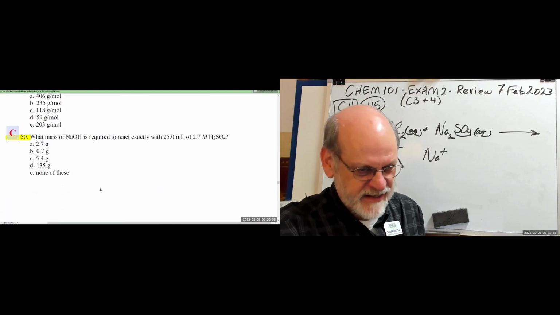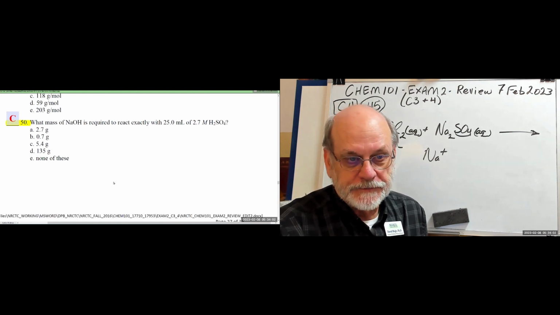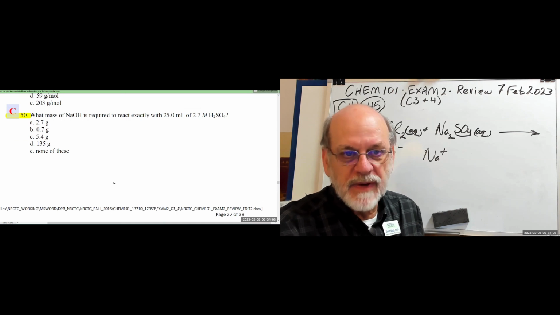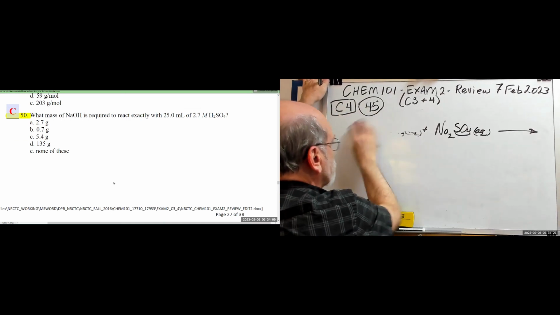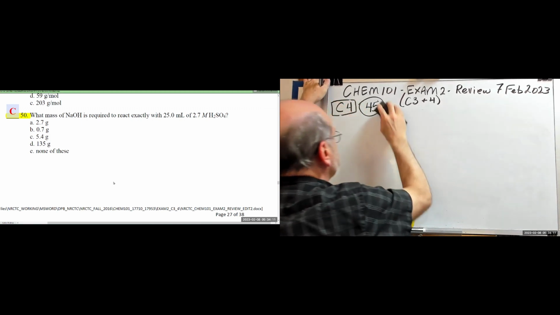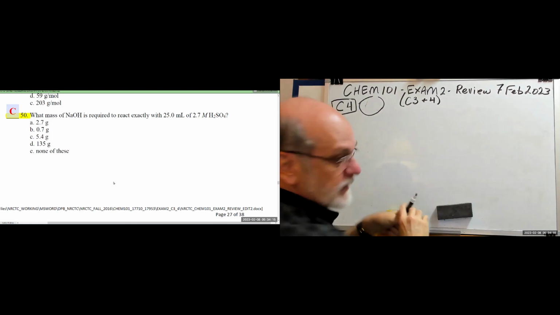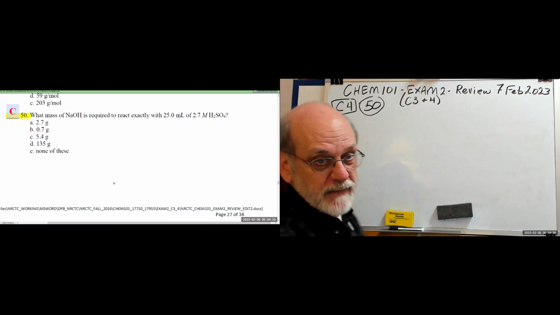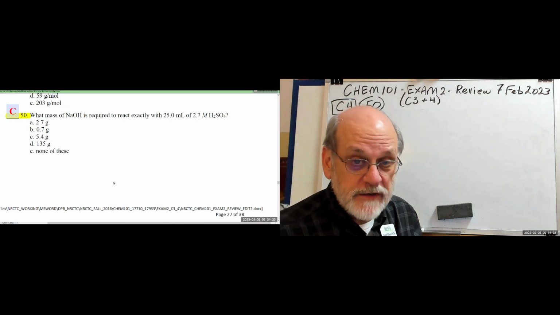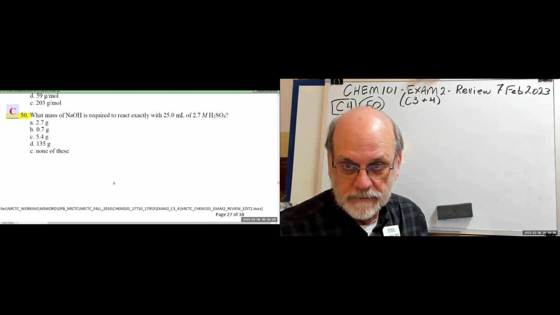There's lots of repetition in there. All right, here's an acid-base reaction. This is 50. What mass of sodium hydroxide is required to react exactly with 25 milliliters of 2.7 molar H2SO4?